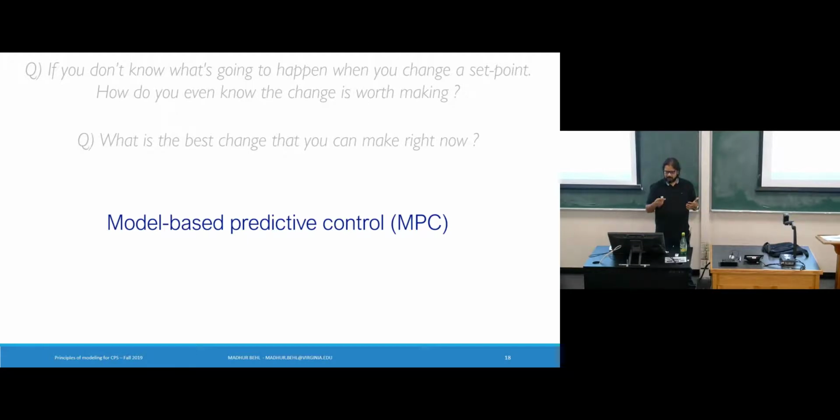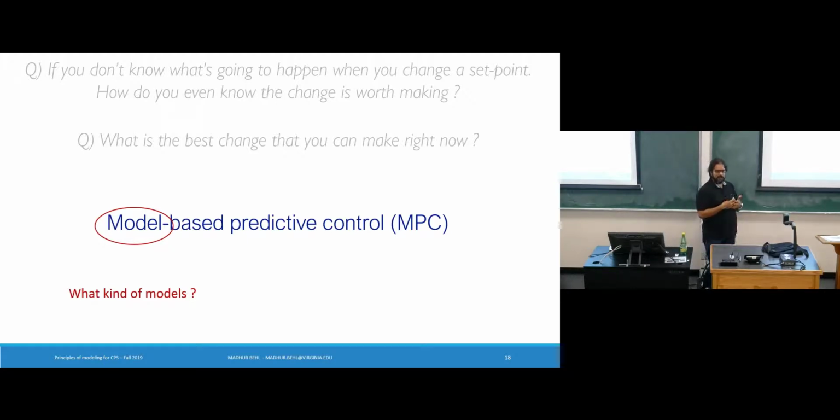And so the key word in this approach, called model predictive control, is what kind of models can be used. So today I'm going to give you an overview of what models are used in the energy cyber-physical domain, but this technique of MPC is universally applicable irrespective of what domain we are looking at.